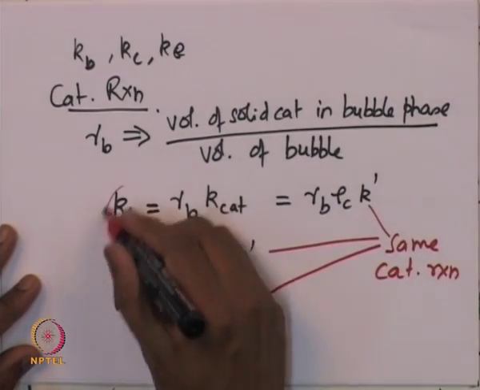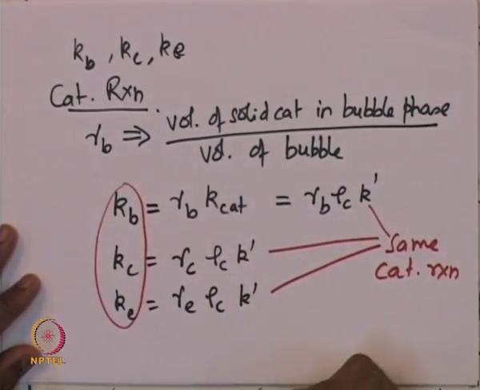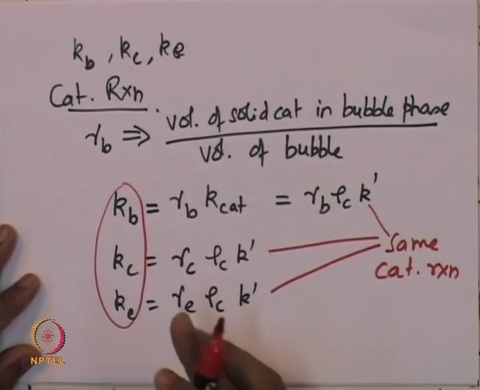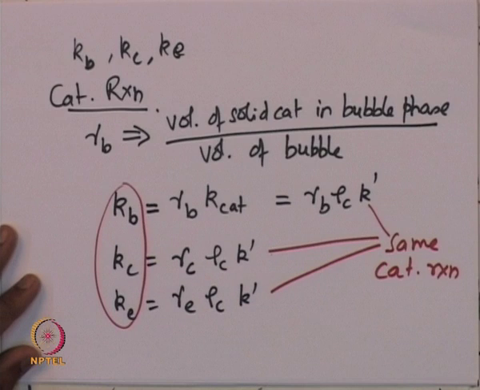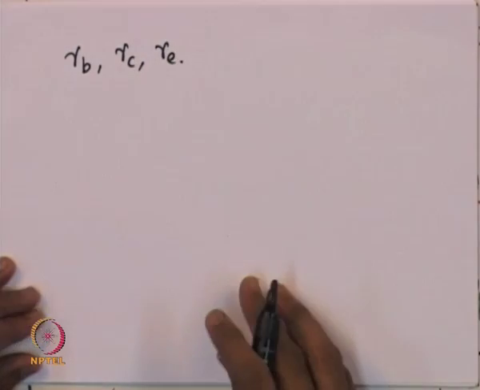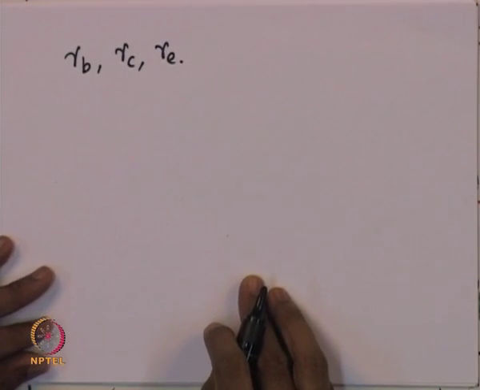The overall reaction rate is different in these three phases because the amount of catalyst particles present in each of these phases is different, and that is accounted for in the overall reaction rate constant. So now we need to estimate what gamma B, gamma C and gamma E are. If we know that estimate, then the mole balance can be solved. So once we know this, we can solve the model equation.